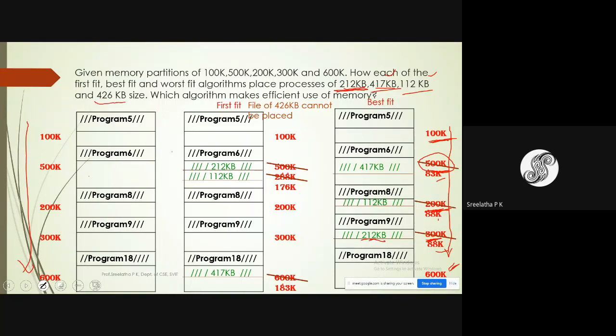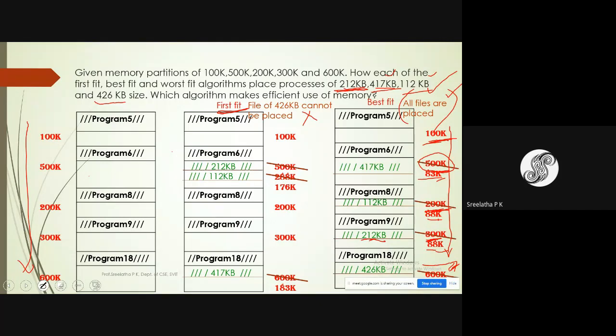Fine. Check for the next program, 426 KB. You can observe it cannot be placed here, but in 600 KB the program can be placed. Hence, place the program of 426 KB there, and there is some remaining space. Now all the files can be placed in best fit, whereas in first fit you had observed that the program of 426 could not be placed.